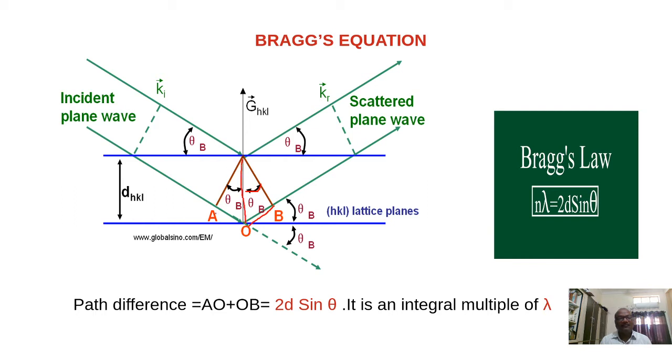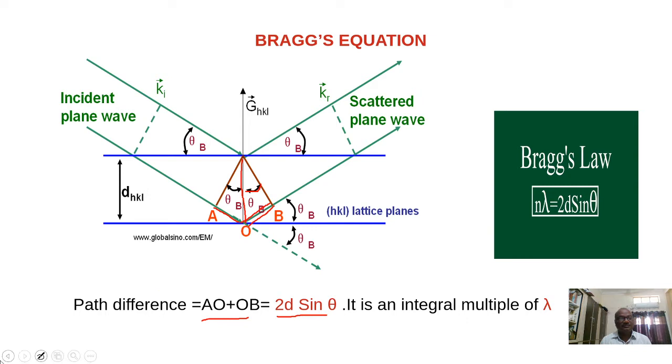From this, if we calculate AO and OB, what is AO? From this it is D sine theta. AO will be equal to D sine theta. Similarly, OB will be equal to D sine theta. What is the extra distance traveled by the second X-ray? It is equal to AO plus OB. So AO plus OB is equal to D sine theta plus D sine theta. How much do we get? We get 2D sine theta.